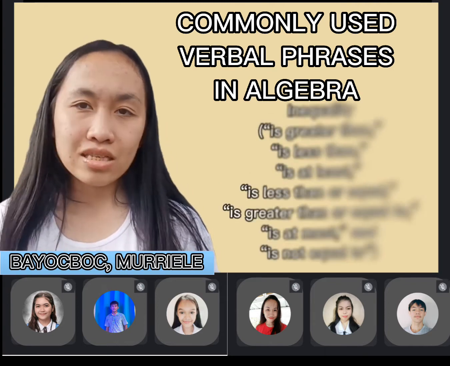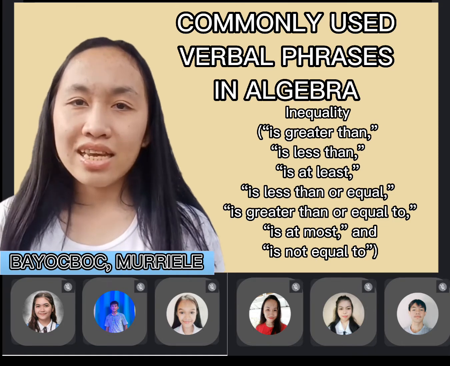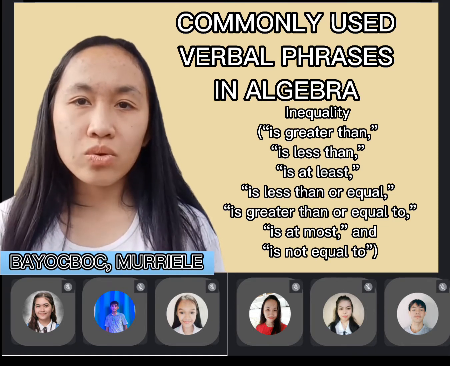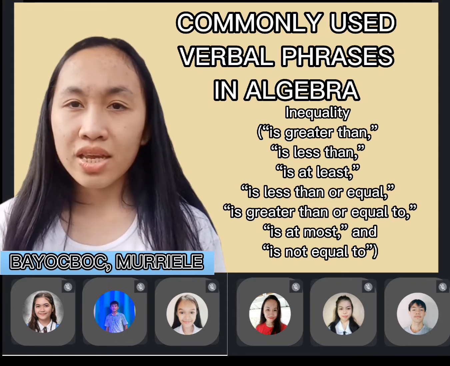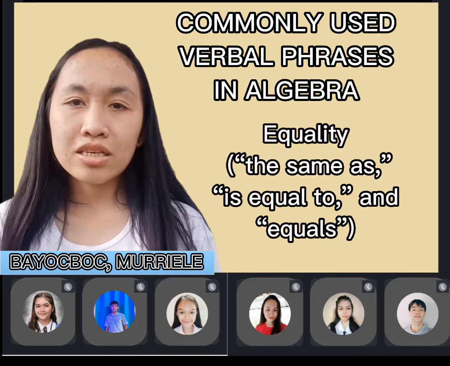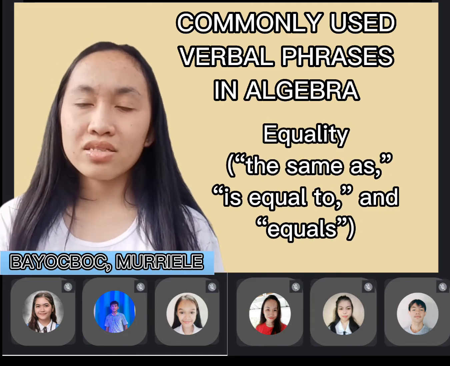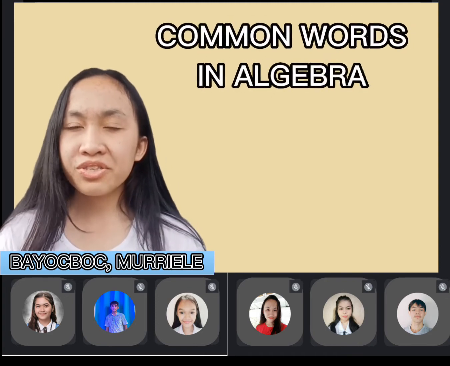Then inequality: is greater than, is less than, is at least, is less than or equal to, is greater than or equal to, is at most, and is not equal to. Then equality: the same as, equal to, and equals. So these are common words in algebra.